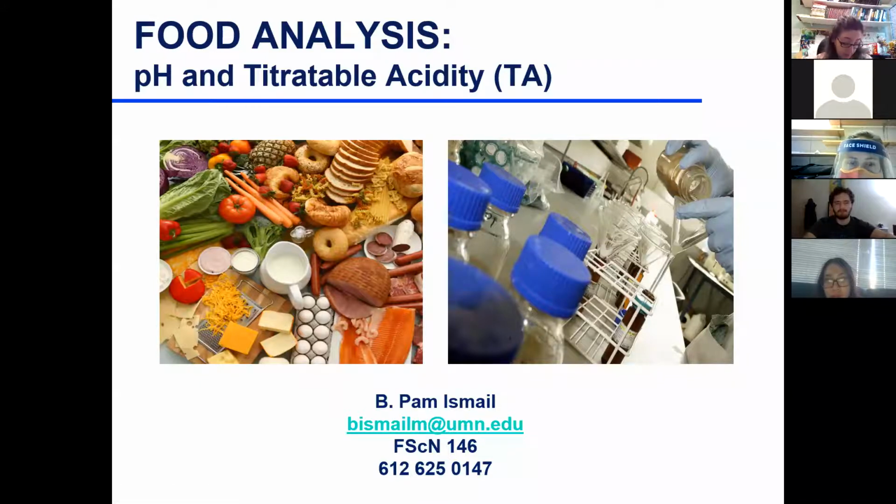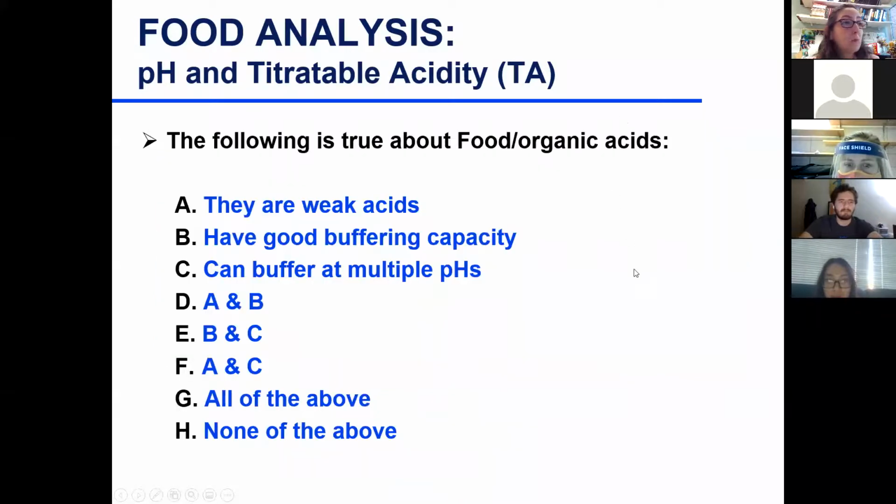pH and titratable acidity. So let's have some interaction here a little bit. This is going to be the subject of, like I said, the last virtual lab. Let's see what we know about organic acids or food acids. They are weak acids, they have good buffering capacity, they can buffer at multiple pH.